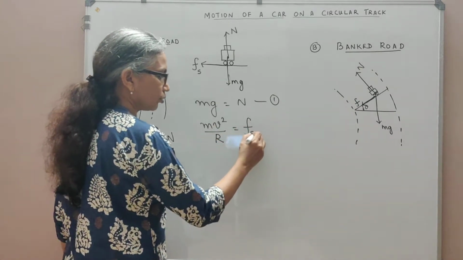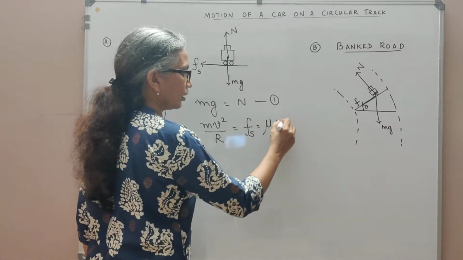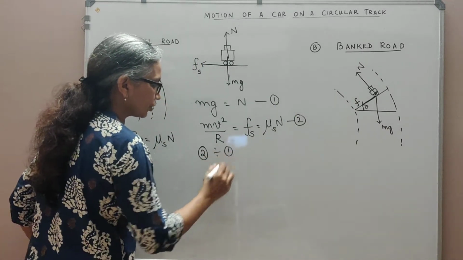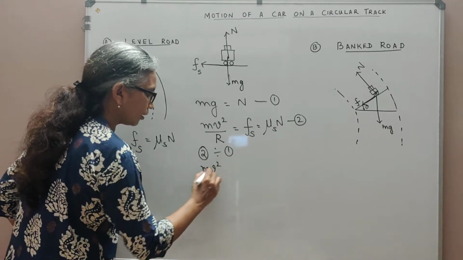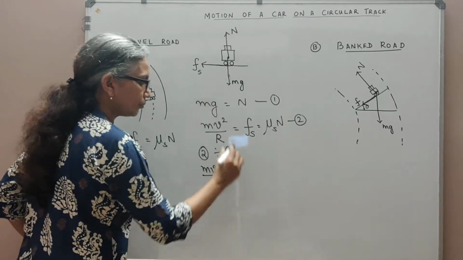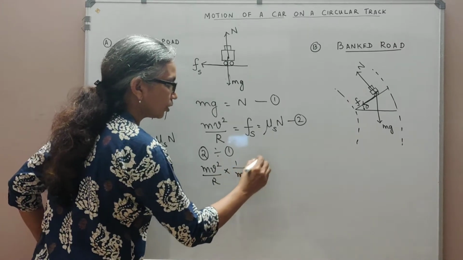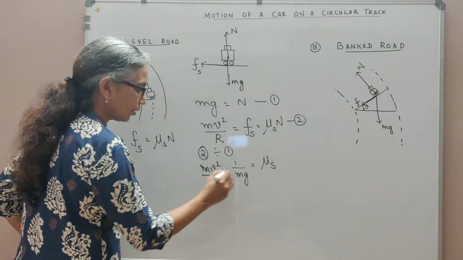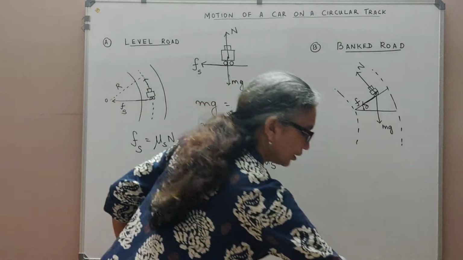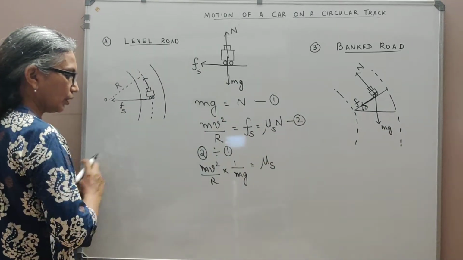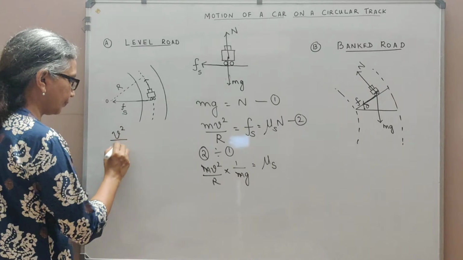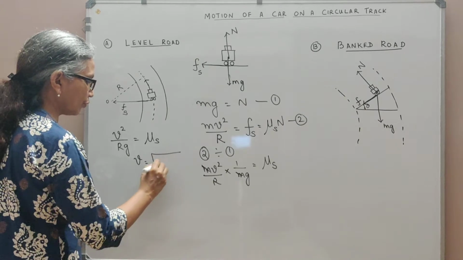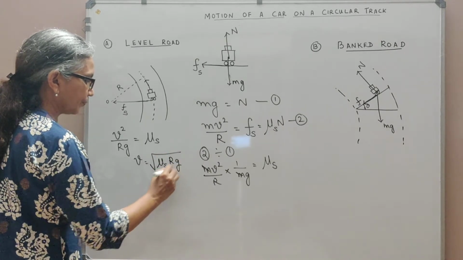So we may write Fs is equal to mu s n, which is our second equation. Now if I divide the second equation by the first equation, you have mv square by r into 1 by mg is equal to mu s n by n, and n gets cancelled. So I may cancel this m and write v square by rg equal to mu s, or v is equal to root of mu s r g.